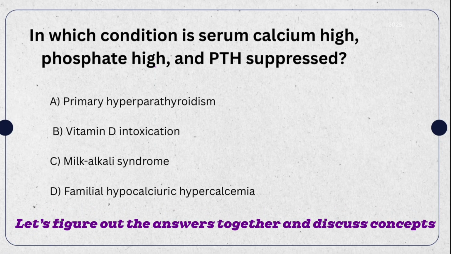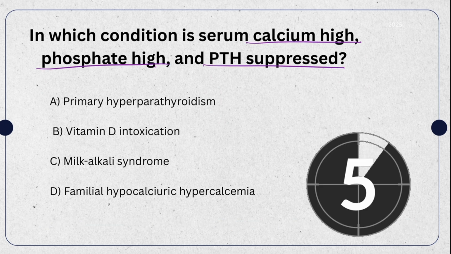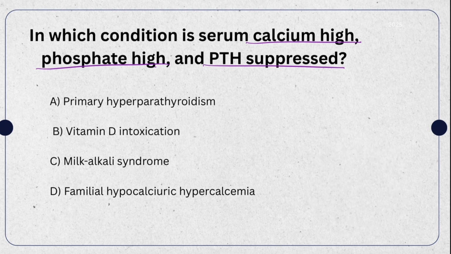So the first question goes on to say, in which condition is serum calcium high, phosphate high, and parathyroid hormone suppressed? The most definite answer is C, milk-alkali syndrome. But first, let's look at all the other options and understand why they're not correct.